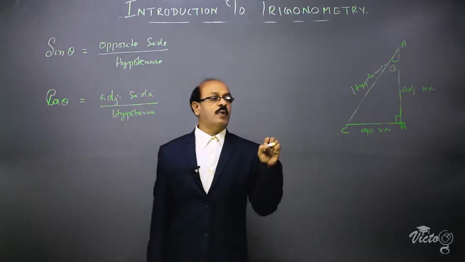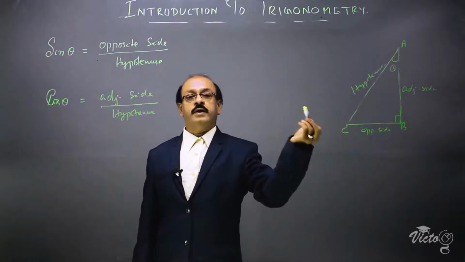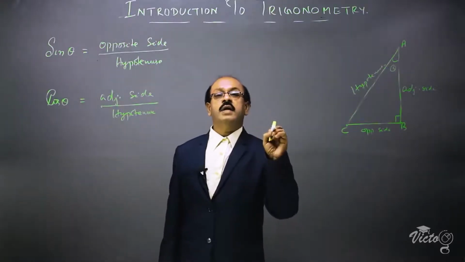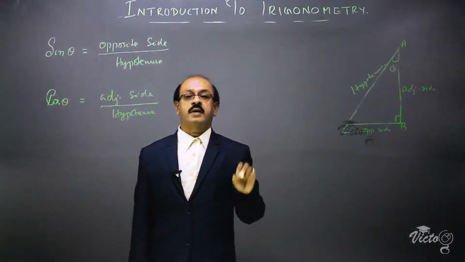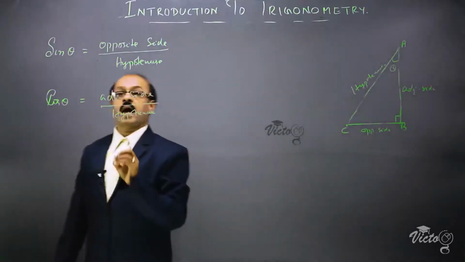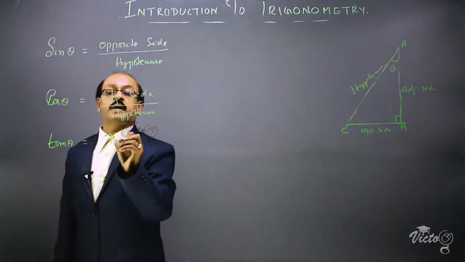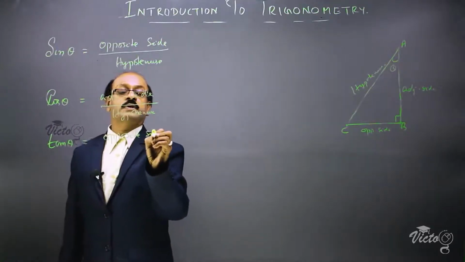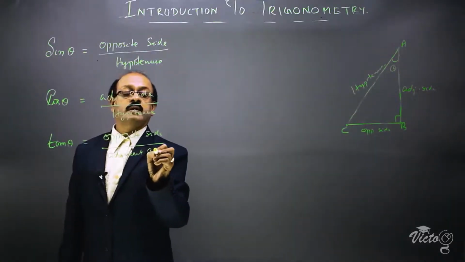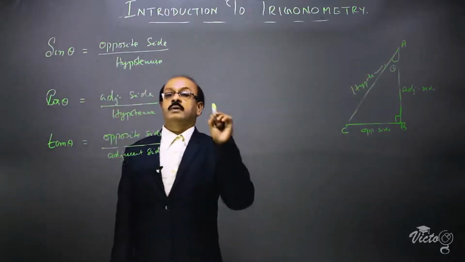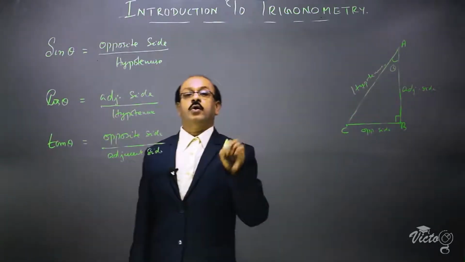Now, if we divide the length of the opposite side by adjacent side, we are getting another ratio which is called tangent of the angle. For our convenience, we will shorten the name as tan theta. Tangent reduces to tan theta, tan of the angle theta. Tan theta is equal to opposite side by adjacent side.